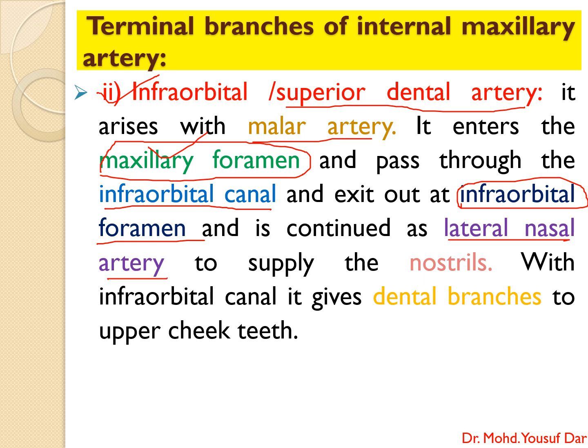So this infraorbital artery supplies the nostrils. Within the infraorbital canal it gives dental branches. Just as in the mandibular canal the mandibular alveolar artery gave dental branches, same here, within the infraorbital canal the infraorbital artery gives dental branches. It supplies the upper cheek teeth.